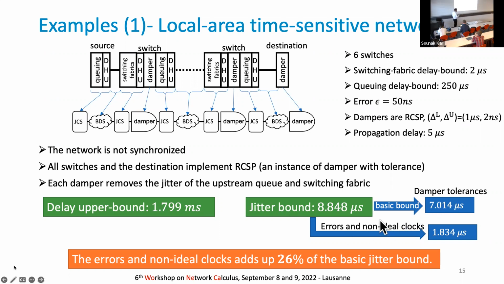However, accounting for the errors in non-ideal clocks adds 26% to the jitter that was computed without considering it. So it shows a significant effect. If we simply ignore non-ideal clocks, we may not really capture the amount of jitter.